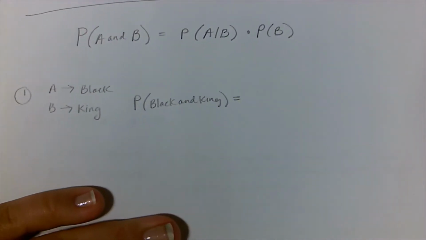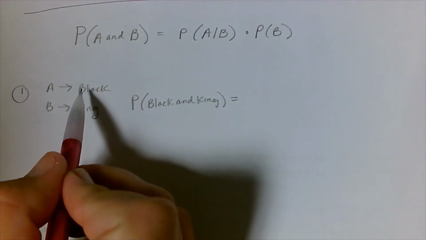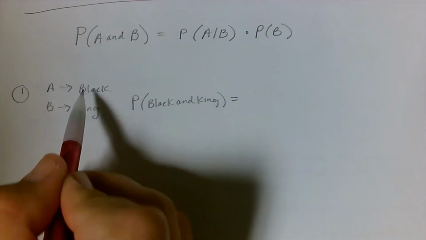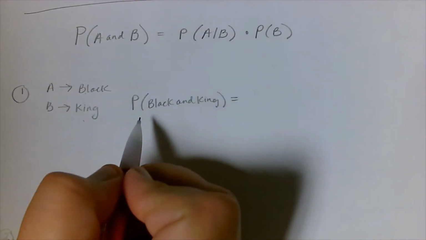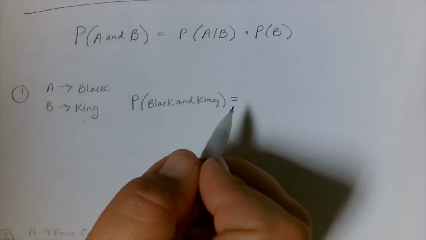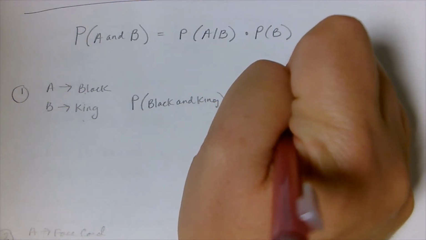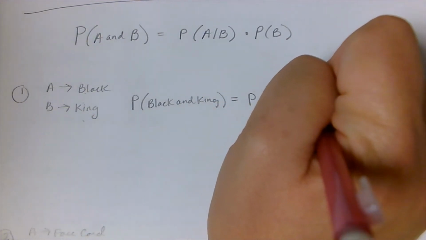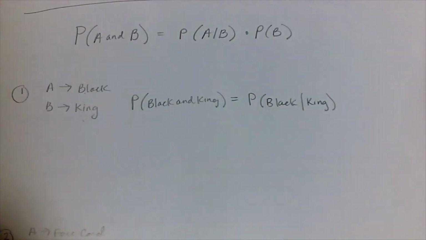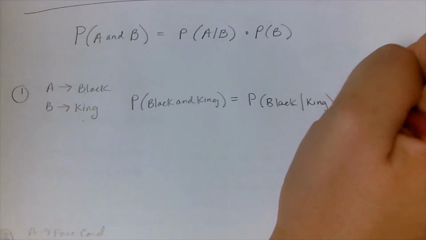All right, so looking at the first one, we're trying to figure out if this equation holds true. So our event A was that it's a black card. Our event B was that it's a king. So we're looking to see if the probability of getting a black and king at the same time is equal to the probability of getting a black card given the fact that you've already pulled a king times the probability of a king in general.